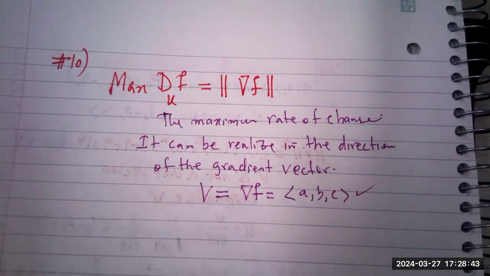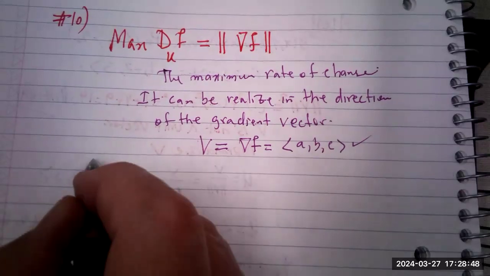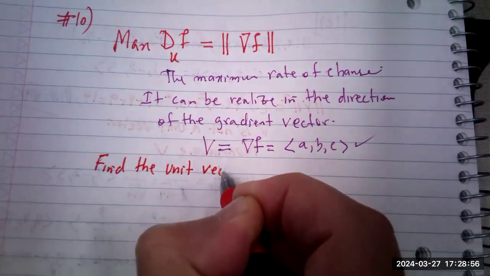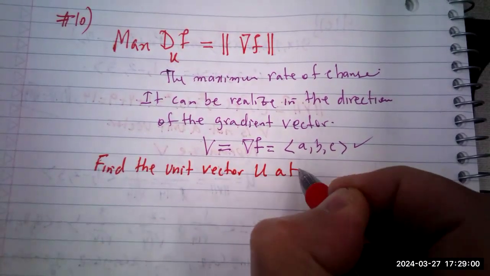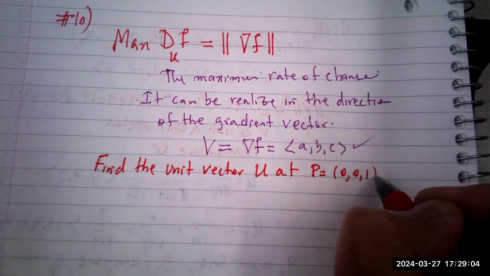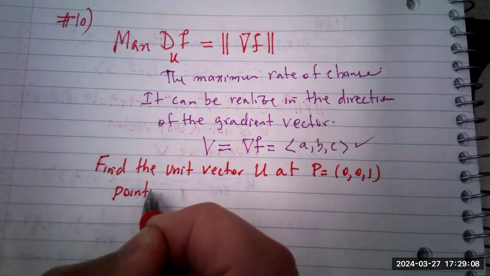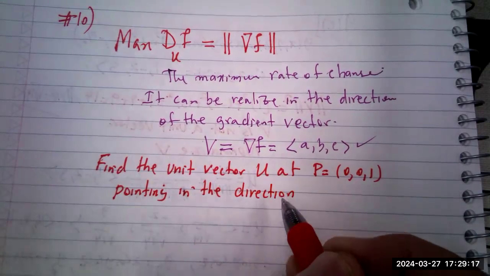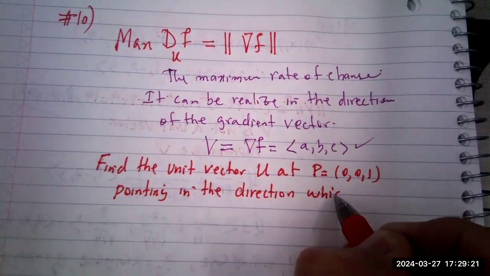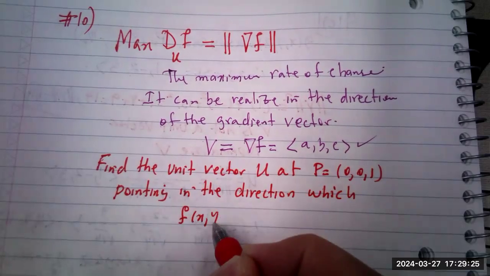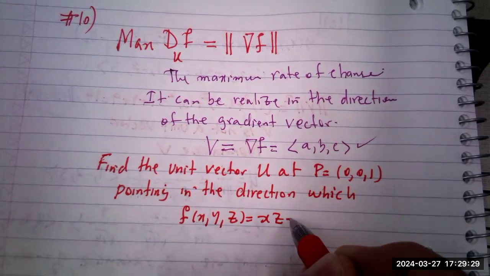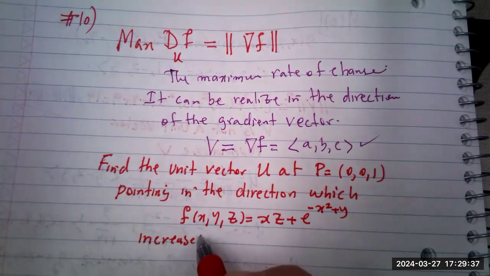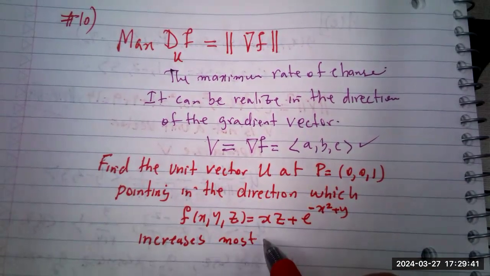So in number 10, you want to find the unit vector u at the point P equal to (0, 0, 1), pointing in the direction in which the function f of x, y, z equals x z plus e to the negative x squared plus y increases most rapidly.